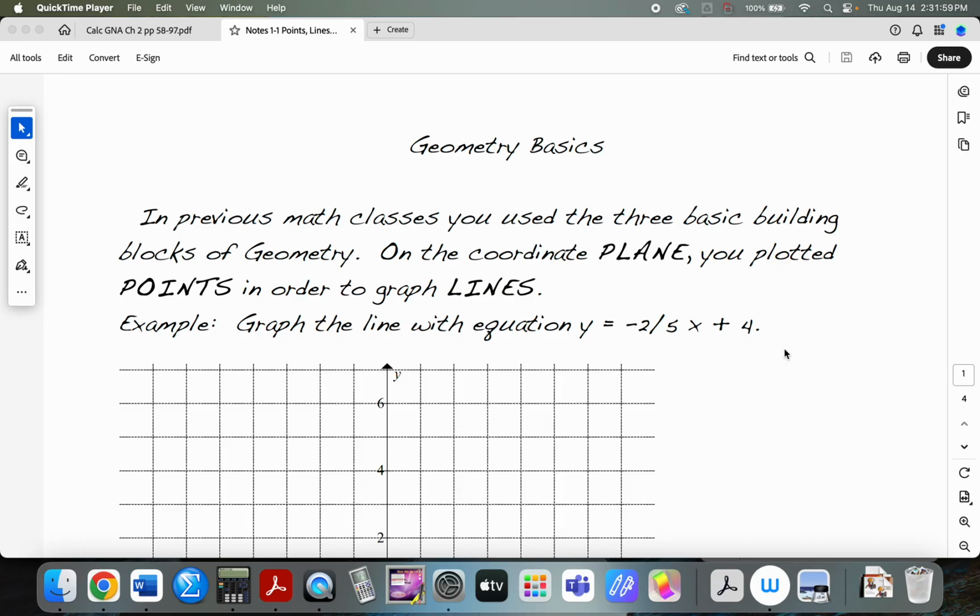I have some good news for you, and that is that you already have some experience with the basic building blocks of geometry. The basic building blocks of geometry are point, line, and plane. You're like, wait a minute, when did I use those? Well, you use those every single time you graphed a line in Algebra 1, and you did that a lot, right? So on the coordinate plane, which is like your piece of paper, which is nice and flat because it's sitting on a desk, you plotted points in order to graph lines.